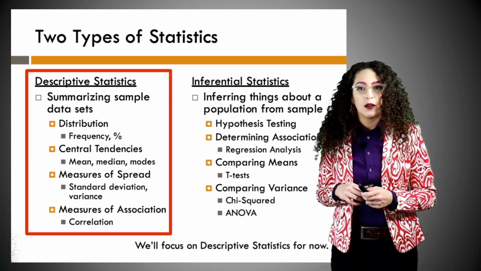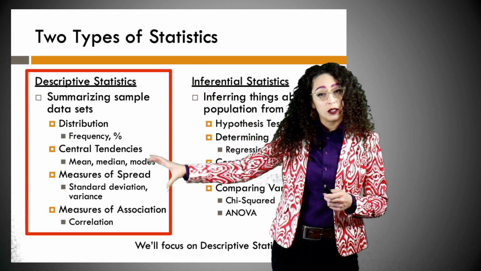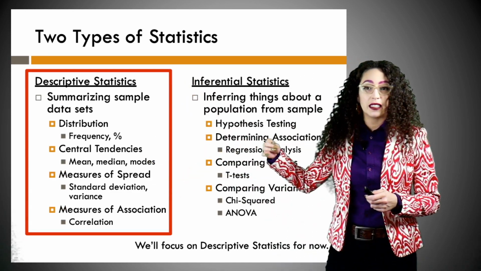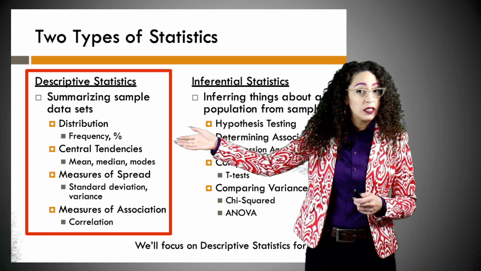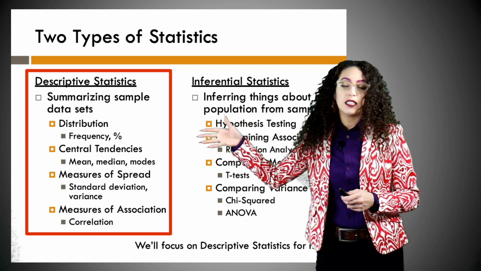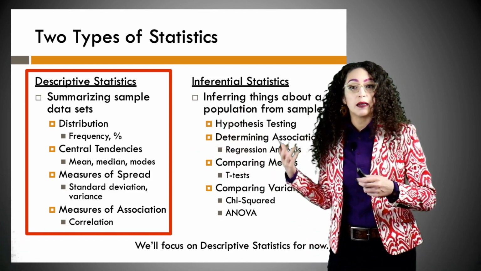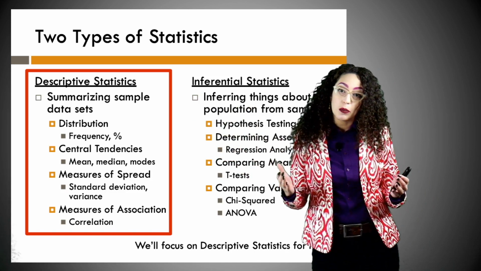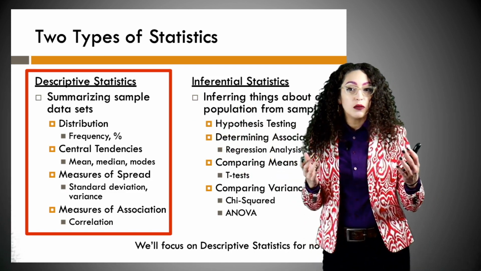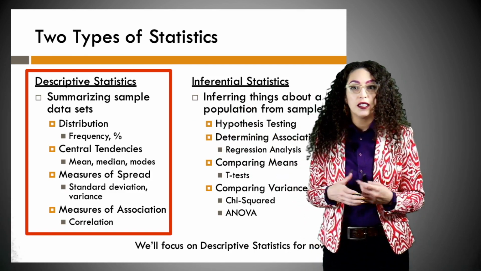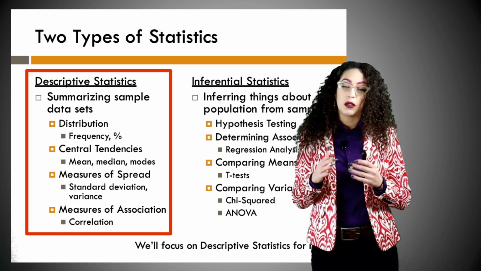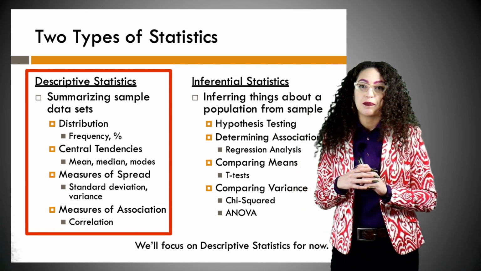For today, though, we're going to focus on descriptive statistics, which includes things like distributions, frequency distributions, percentages, measures of central tendency like the mean, median, and mode, measures of spread, which we'll talk about soon, like variance and standard deviation, and measures of association like correlation, which we'll talk about at the end of the semester.